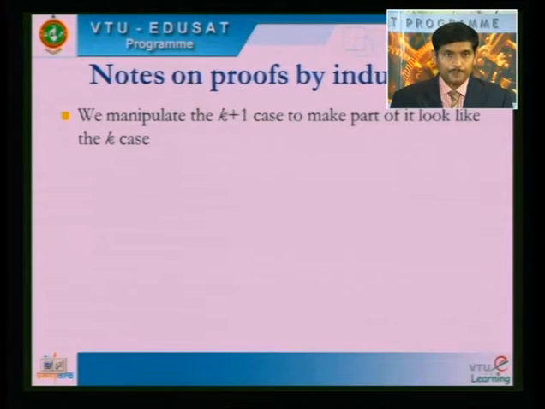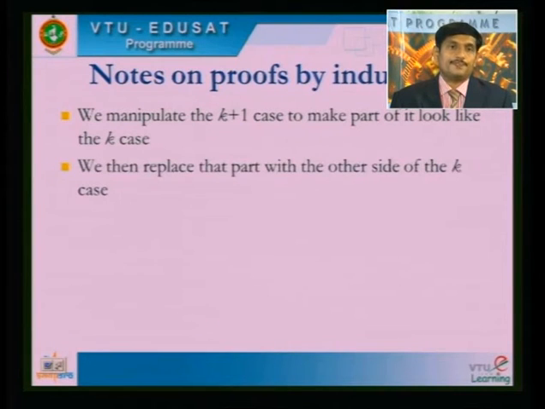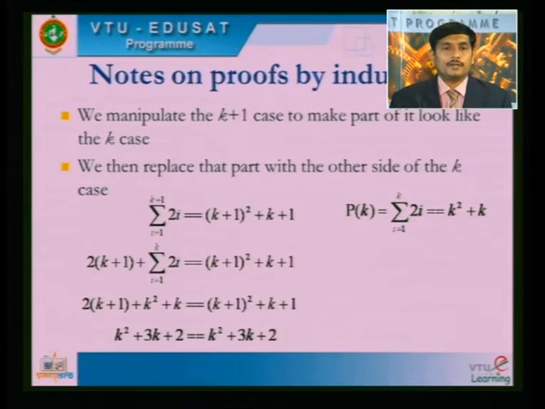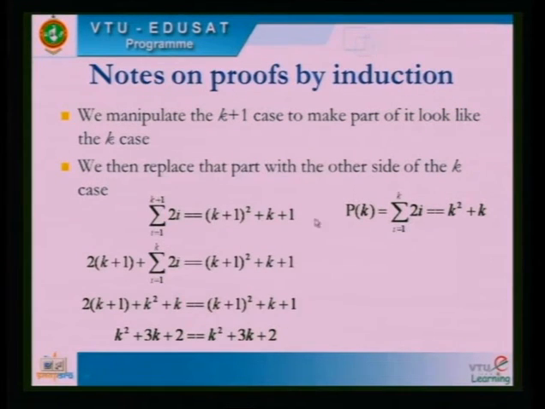This means we manipulate the k+1 case to make part of it look like the k case. We then replace that part with the other side of the k case, that is, P(k): the summation with i running from 1 to k of 2i equals k squared plus k. Then for i running from 1 to k+1, we get the result we showed in the previous slide, that is (k+1) squared plus (k+1). Here we substituted, and we get the result.